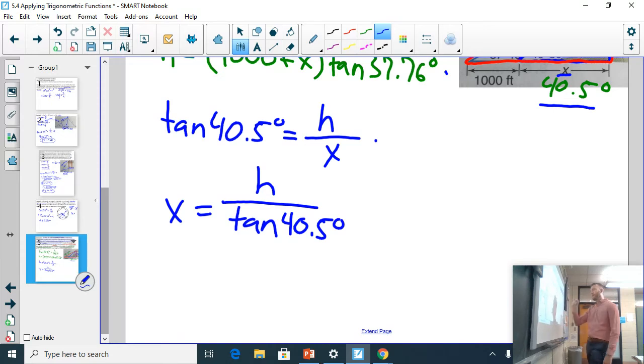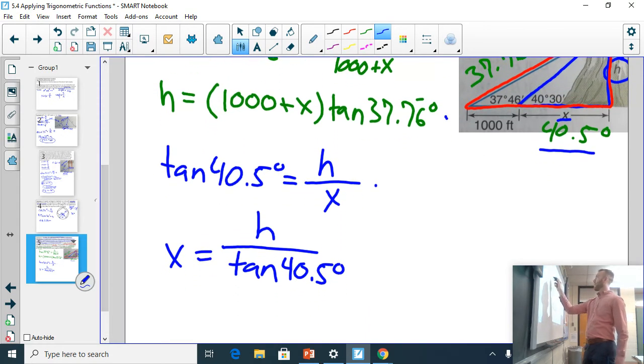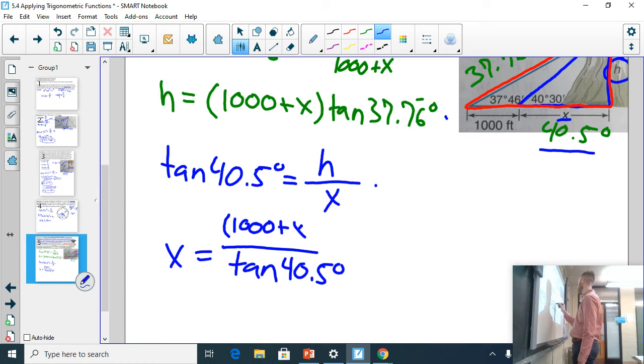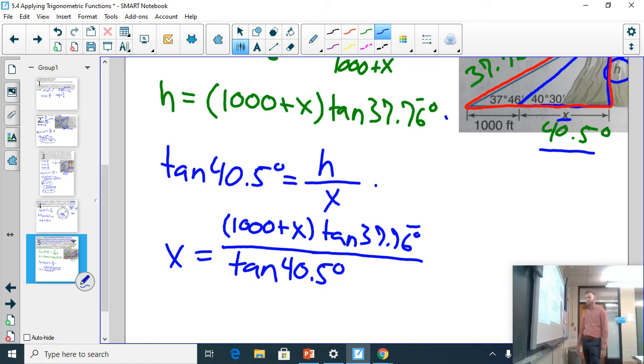Oh, that's actually kind of nice now that I think about it, because here we have h, right? So let's just plug in what we know for h. H is 1000 plus x times the tangent of 37.76 degrees repeating. Oh boy, that looks like a lot, doesn't it? Well, once we think about it, these two things are just numbers, right? So I'm going to do that first.